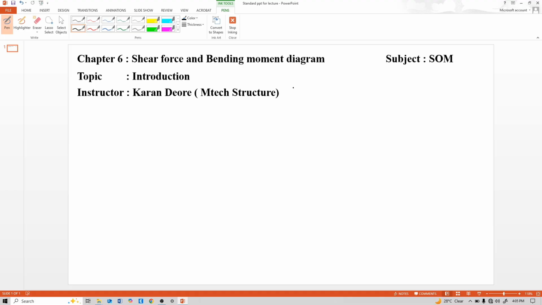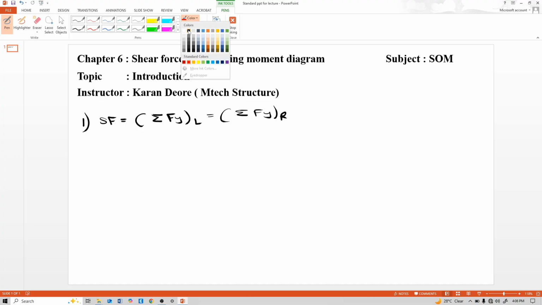So first, we will see what is shear force. The shear force at the cross section of a beam is defined as the algebraic sum of all the unbalanced vertical forces either left or right side of the section. So this is summation of vertical force at left side of the section or summation of vertical force at right side of the section. So let's see by example.